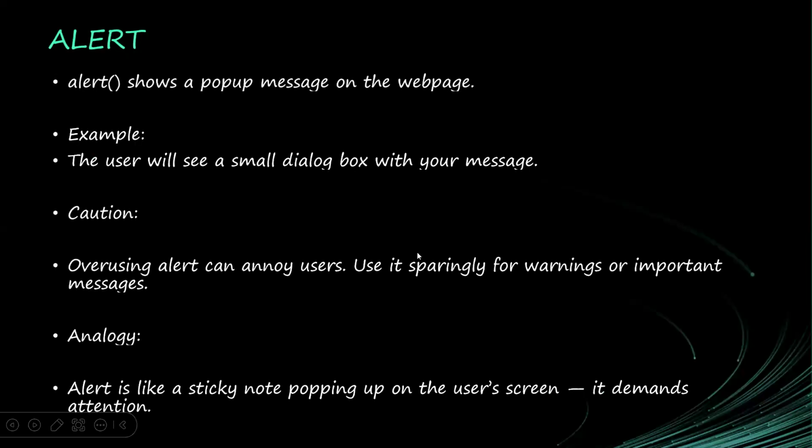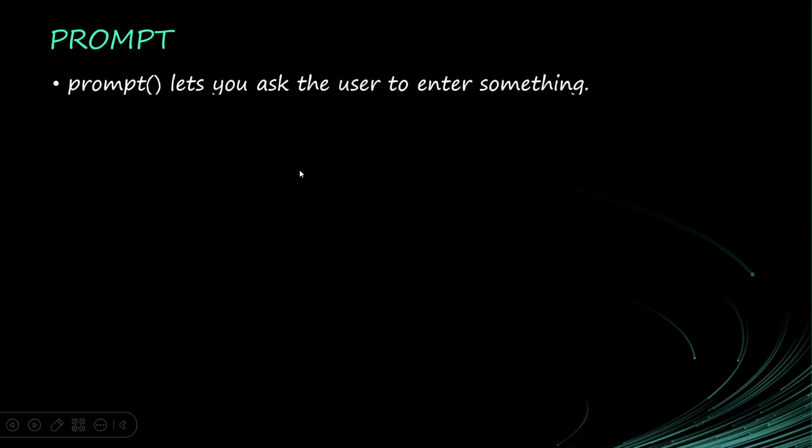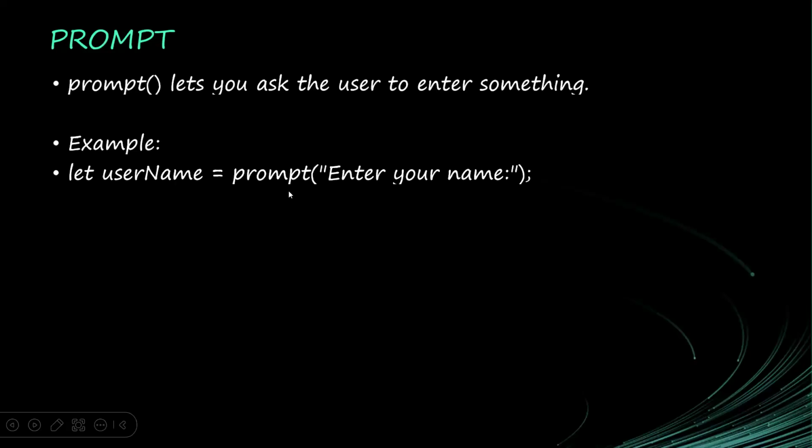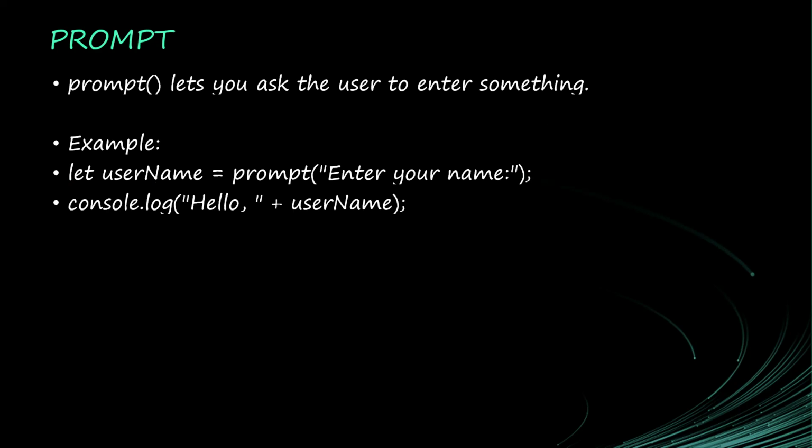Okay. So the next one is the prompt. If you want to collect data from a user in your website, you use the prompt. The prompt lets you ask the user to enter something. So now, if I say prompt, enter your name, all right? This prompt is a function that is going to return whatever the user enters here. So I will have to save it or store it in a variable. I'm assigning whatever the prompt returns to this username so that I can reuse it. All right, so this is variable assignment.